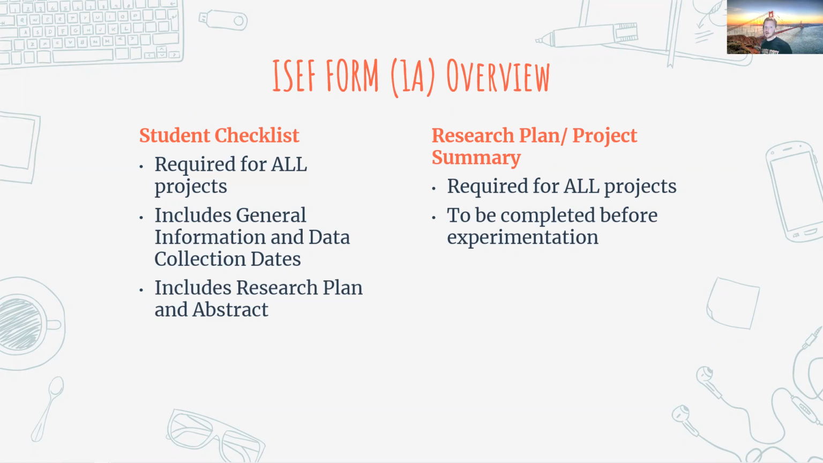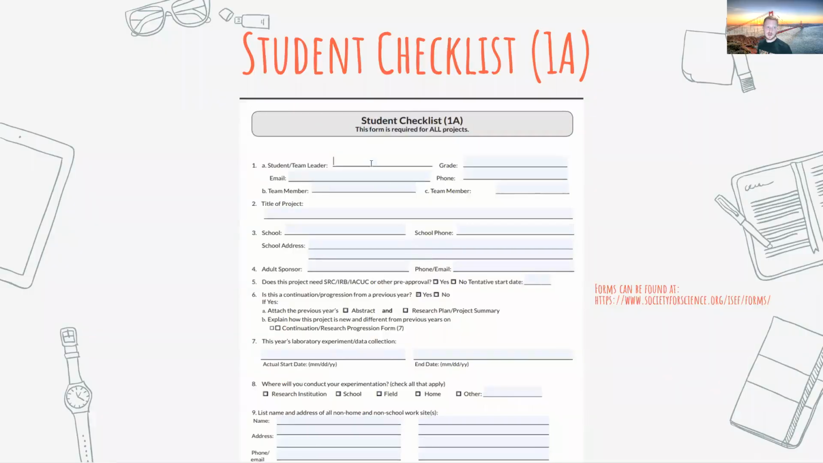The research plan / project summary is required for all projects also. It needs to be completed before experimentation, which is very important. This is student checklist 1A.